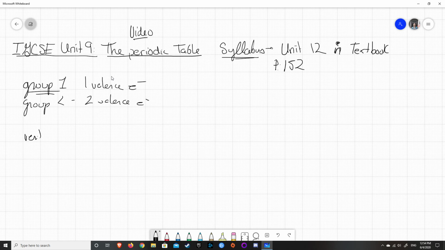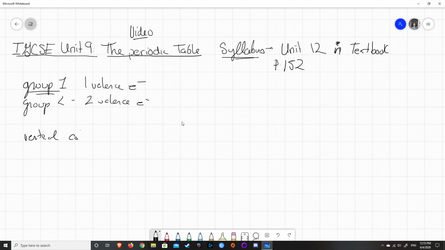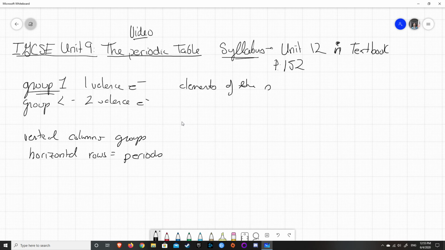We call vertical columns in the periodic table groups, and horizontal rows we call periods. And what we said is that elements of the same group have similar, not identical, chemical reactivity.